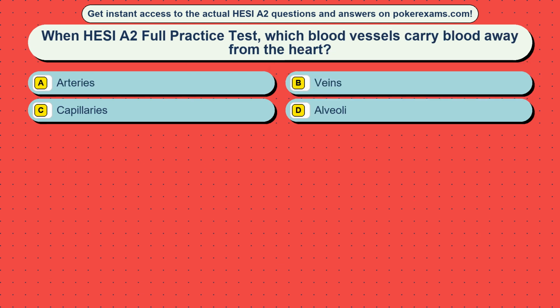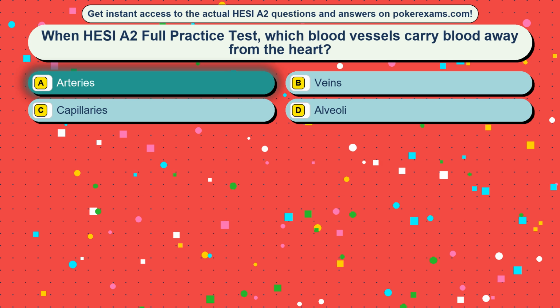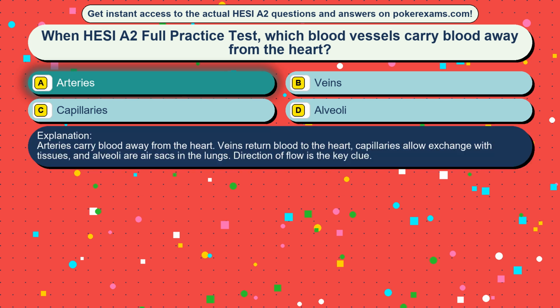Question 9. When HESI A2 full practice test, which blood vessels carry blood away from the heart? Option A arteries, option B veins, option C capillaries, option D alveoli. The correct answer is option A, arteries. Arteries carry blood away from the heart. Veins return blood to the heart, capillaries allow exchange with tissues, and alveoli are air sacs in the lungs. Direction of flow is the key clue.